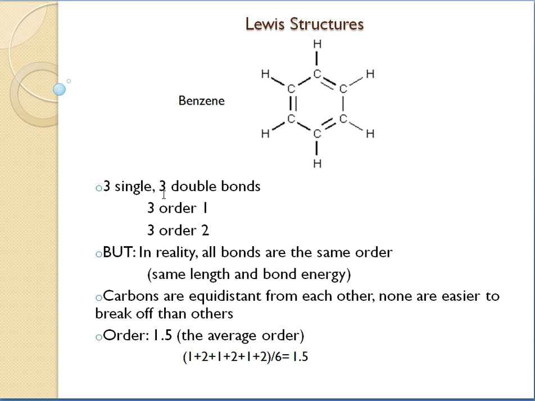So this is benzene. It's got a carbon chain in it, and the carbons are single and double bonded. And so there's 3 order 1 bonds and 3 order 2 bonds, but they're really all actually the same order. They're the same length, they're the same distance apart, and they have the same bond energy. None of them are easier to break from each other. So the actual order is the average order of all the bonds in between the carbons in benzene. So that's 1 plus 2 plus 1 plus 2 plus 1 plus 2 divided by 6. It gets you 1.5.